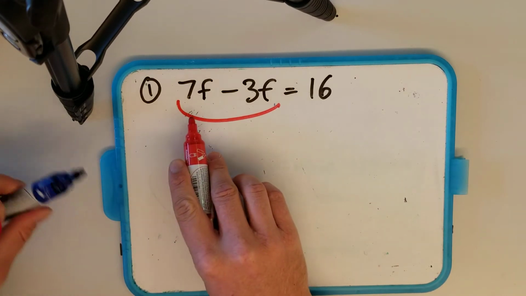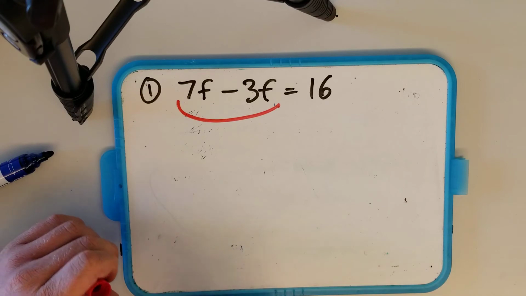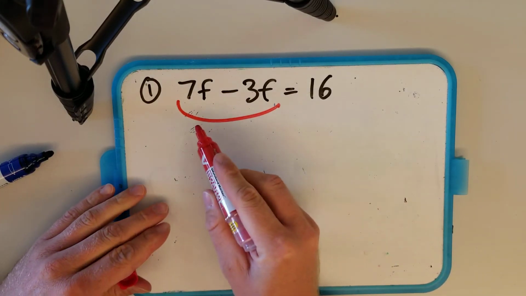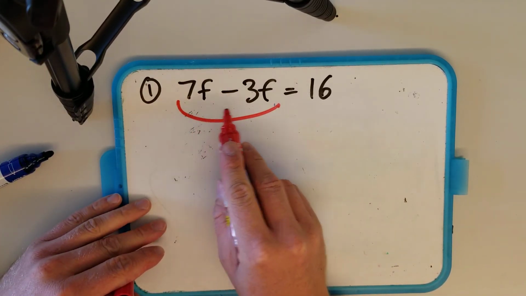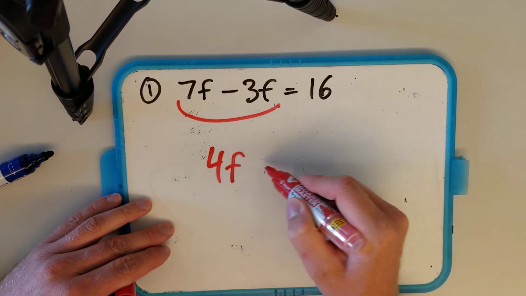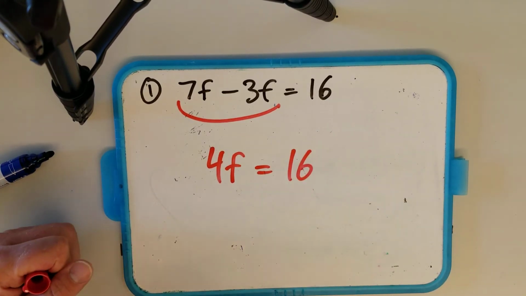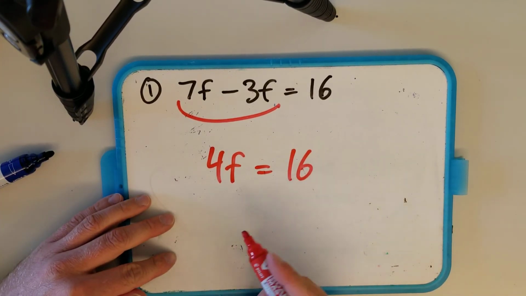So in this case, we can combine like terms first. So 7f minus 3f. 7 minus 3, because they both have the letter f, is just 4f. And then that's still going to be equal to 16. We don't change that just yet. Now, this is an equation that you should be comfortable solving.